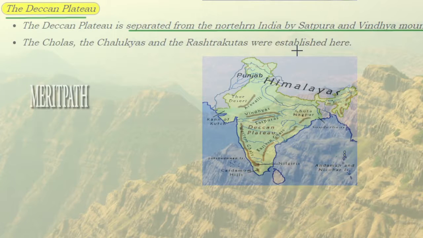The Deccan Plateau. This Deccan Plateau is separated from northern India by the Satpura mountain as well as the Vindhya mountain. So which kingdoms were established here? Cholas, Chalukyas and Rashtrakutas were established. So this is the image of the Deccan.